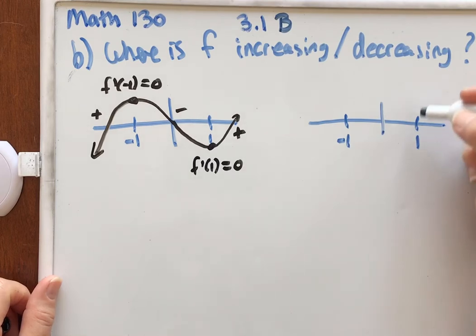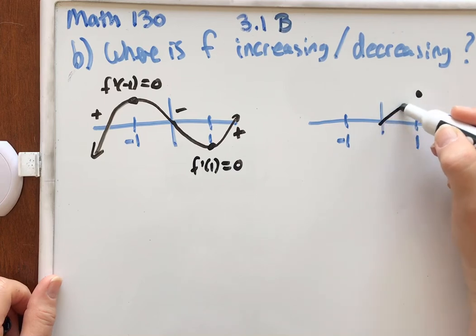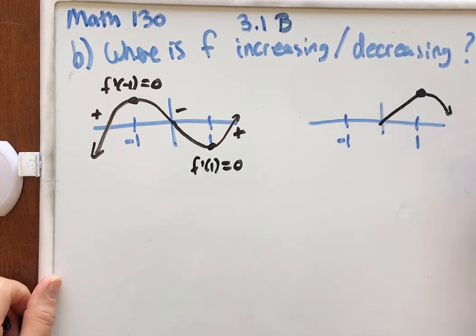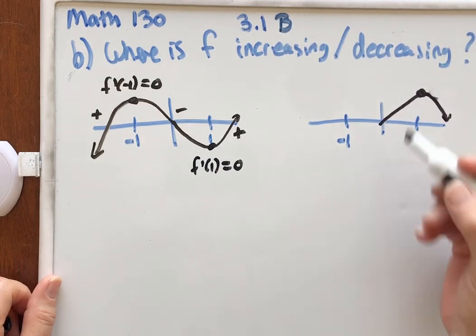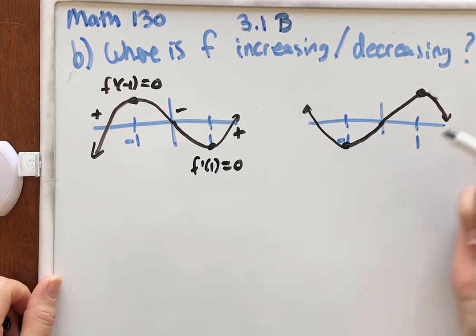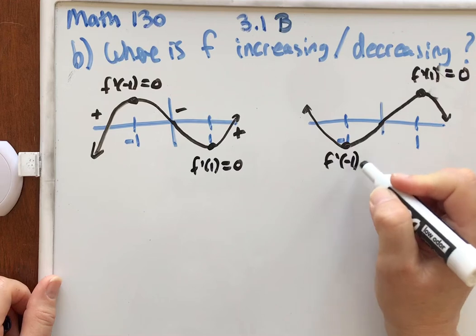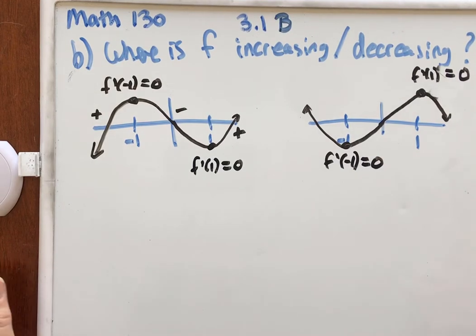Now, it could also look like this. It could be up here going this way, where the relative max is above the y-axis and the relative min is below the y-axis. So here we have f prime of 1 is equal to 0, and f prime of negative 1 is equal to 0. All right, so it could be either one of these pictures right here.